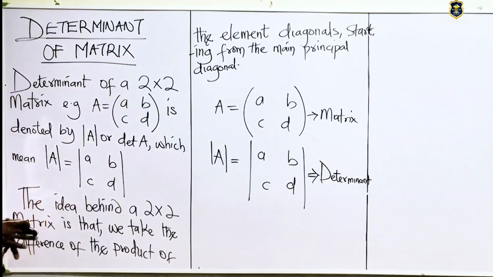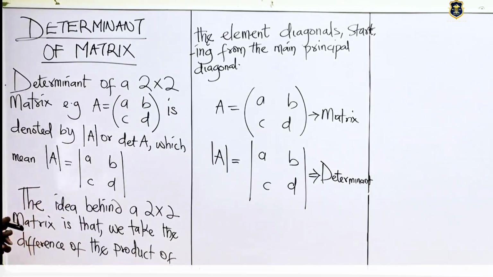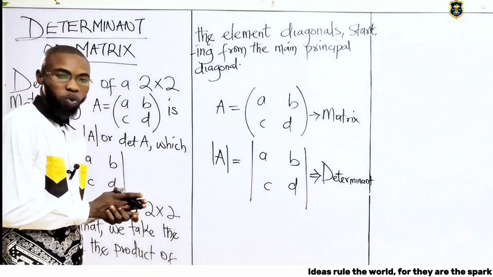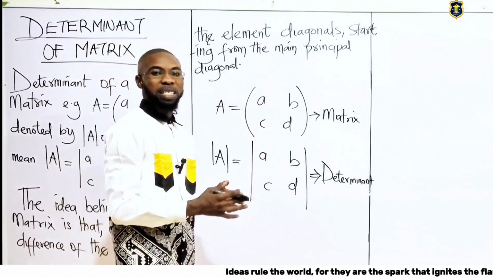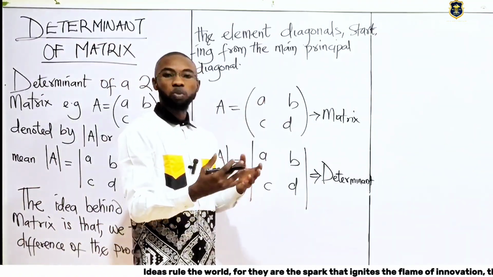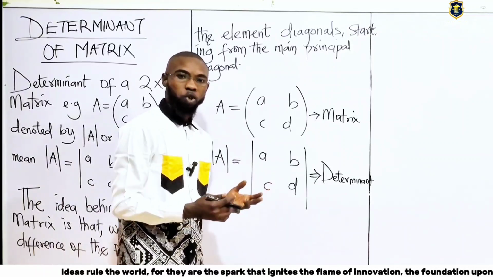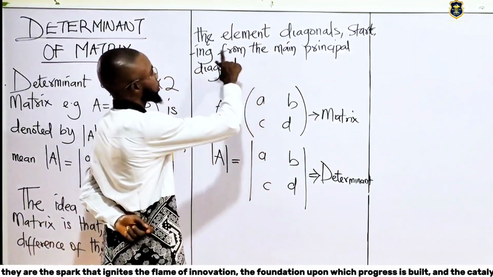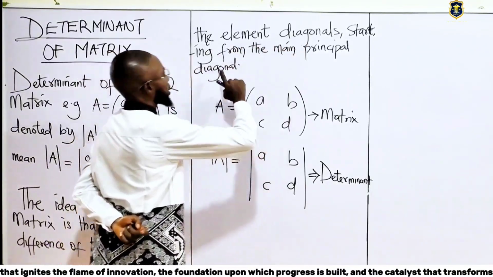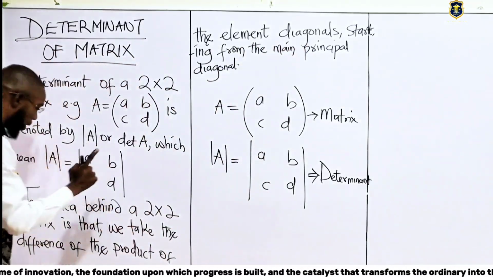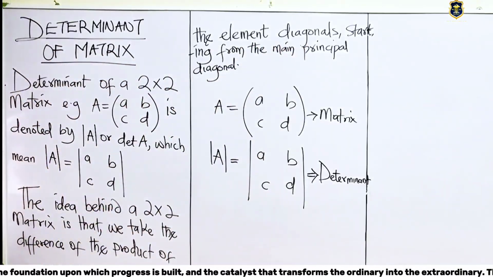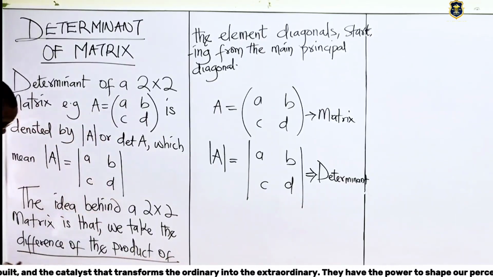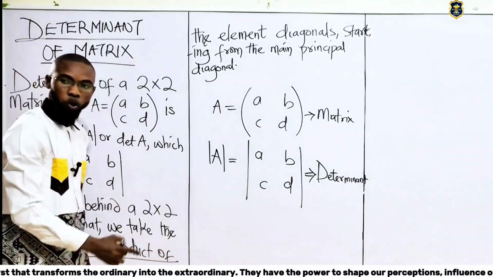Now the idea behind a 2x2 determinant is that we take the difference of the product of the element diagonals. What do I mean? The word difference means to minus, to subtract. We are subtracting the element diagonals, which means we are multiplying, starting from the principal diagonal. So underline this: the difference of the product. What do we mean by that?